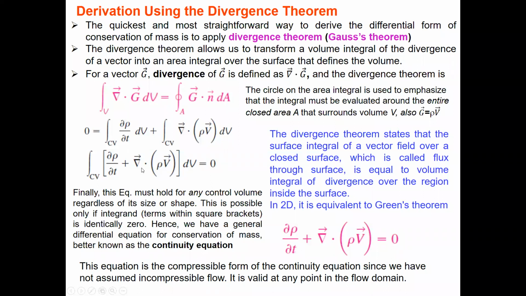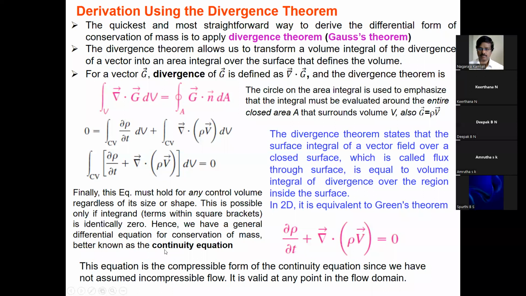Means finally, what happens? This equation must hold for any control volume regardless of its size and shape. This is possible only if the terms within the square bracket here are identically equal to 0. If you integrate it, what will happen? This value should be equal to 0. Del rho by del t plus del dot of rho V must be equal to 0. Hence, we have a general differential equation for the conservation of mass.